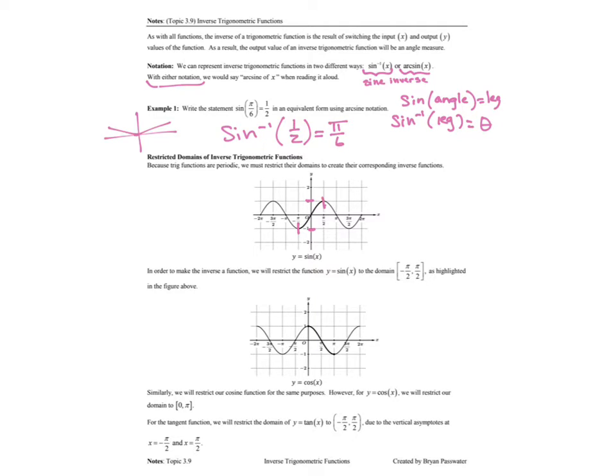Okay, so if that is the domain, what's the range of this function? From negative 1 to 1. So given this domain, our range is negative 1 to 1, right? We're oscillating between those two values.